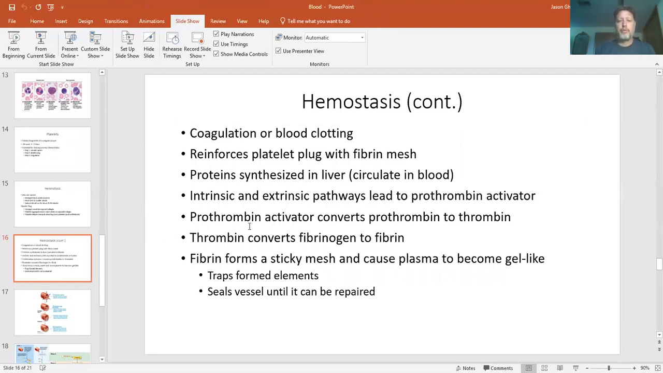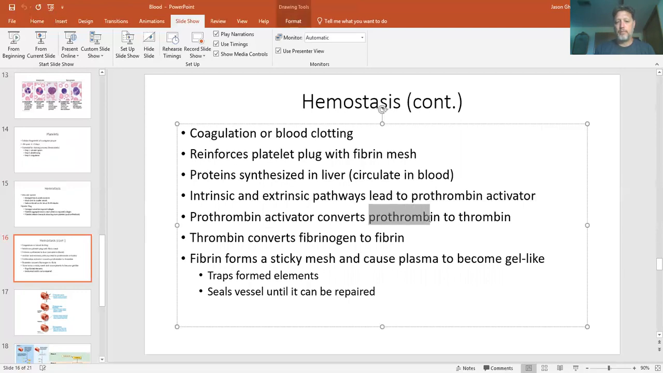Right. So prothrombin activator is released, then it converts prothrombin, which is a protein that's created in the liver and circulates in the blood. What it does is change it from prothrombin to thrombin. All right. Now, thrombin is going to convert fibrinogen, which is also released from your liver, to fibrin.